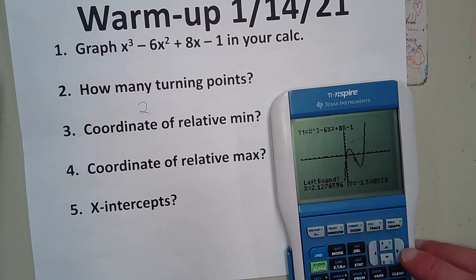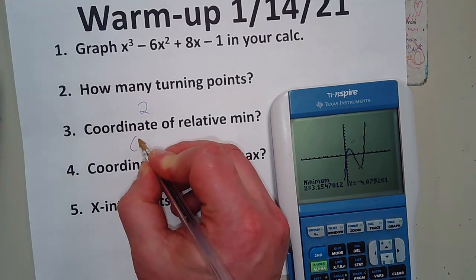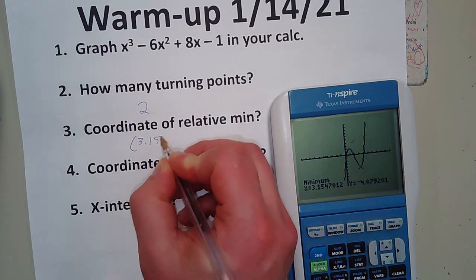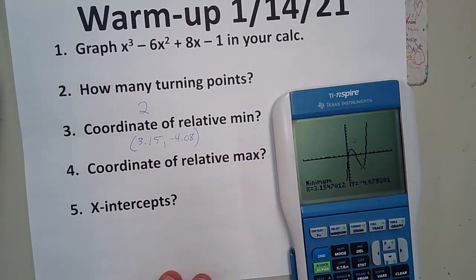So if we calculate our minimum with our left bound, our right bound, and our guess, it'll give us that coordinate. And a lot of times these are at funky decimals, so don't panic when you get that, because that's one of the common things here. I'm going to go 2 decimal places and jot it down. And there we go. So that's how I found my minimum.